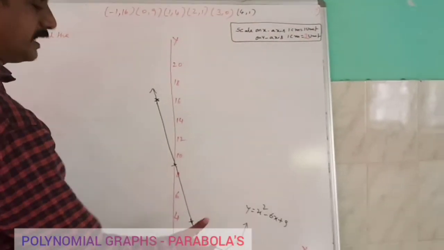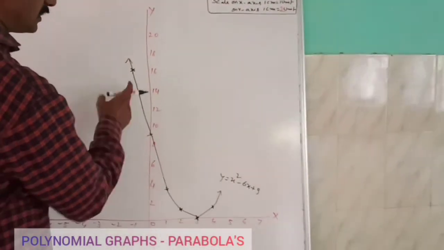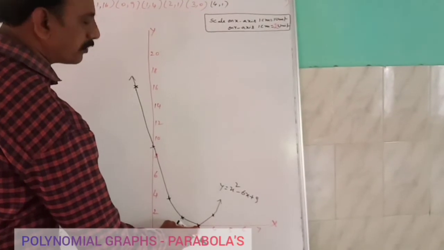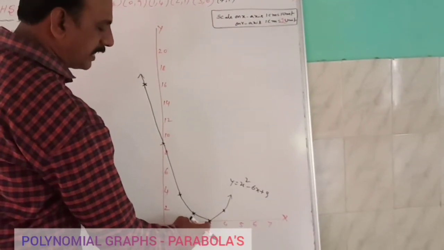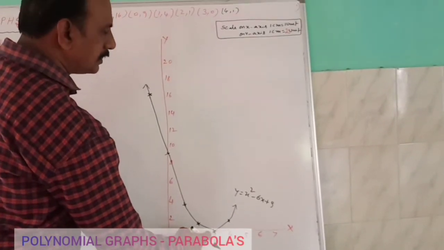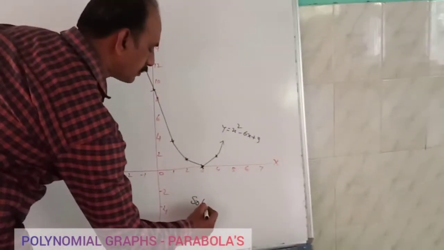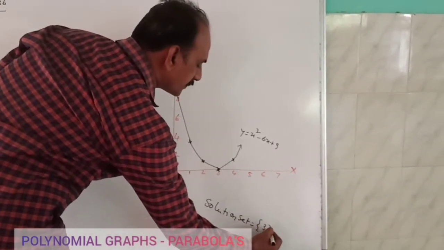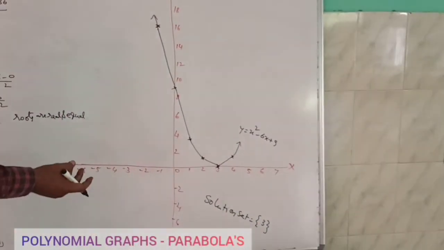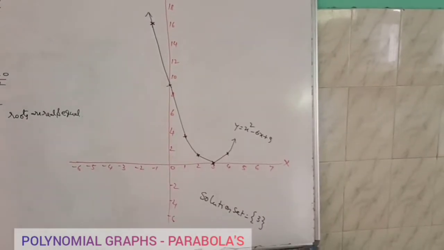And next, observe the graph. The parabola meets the x-axis at only one point. So the roots are real and equal. That point is (3, 0). Therefore, the solution set is {3}. One point means the roots are real and equal.